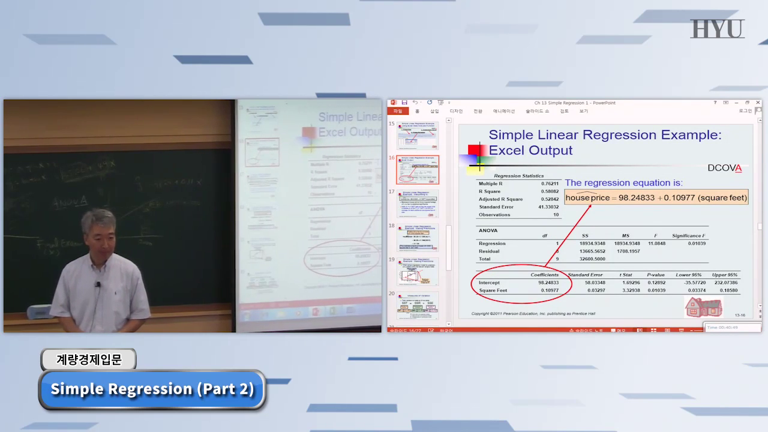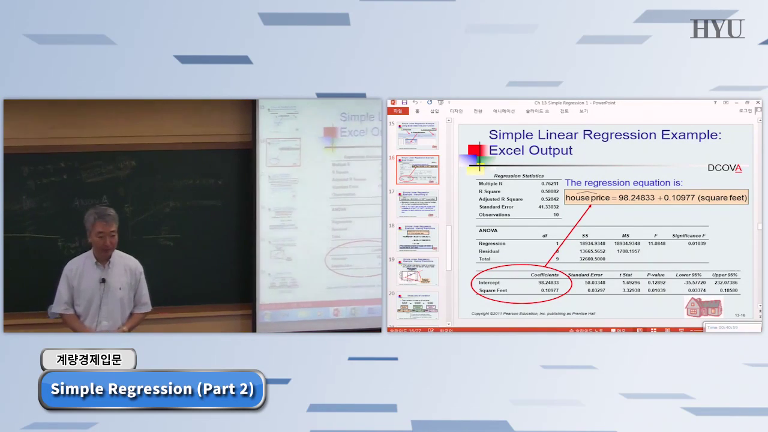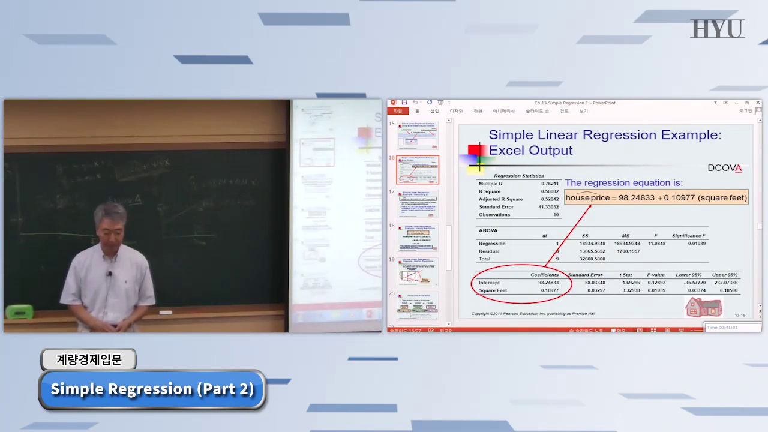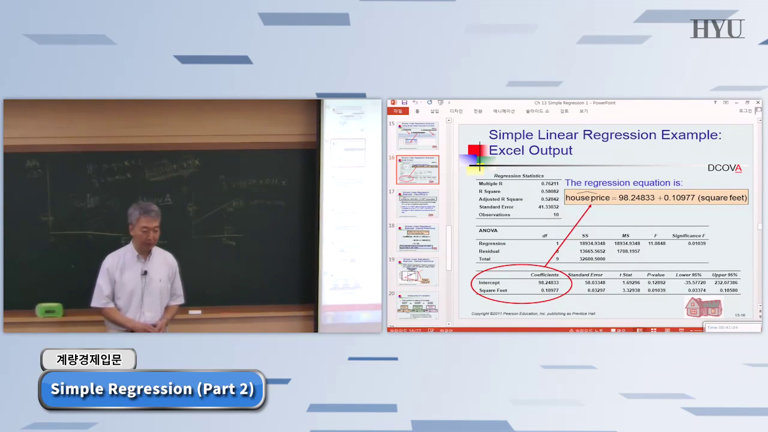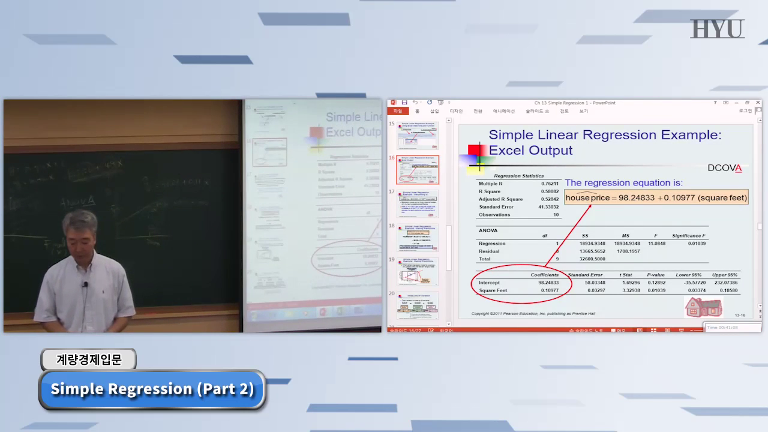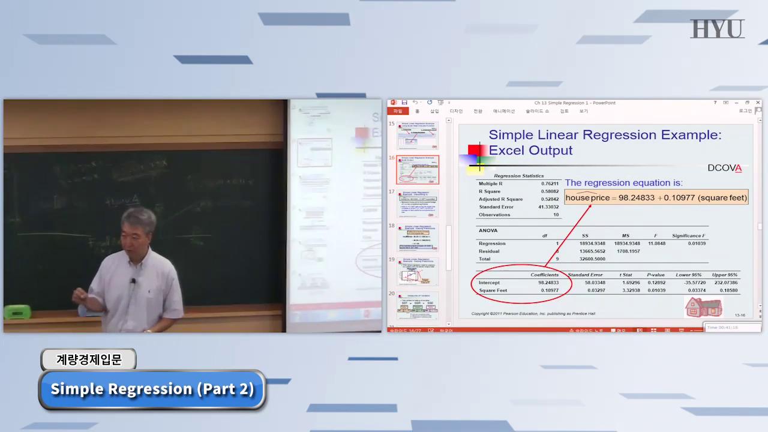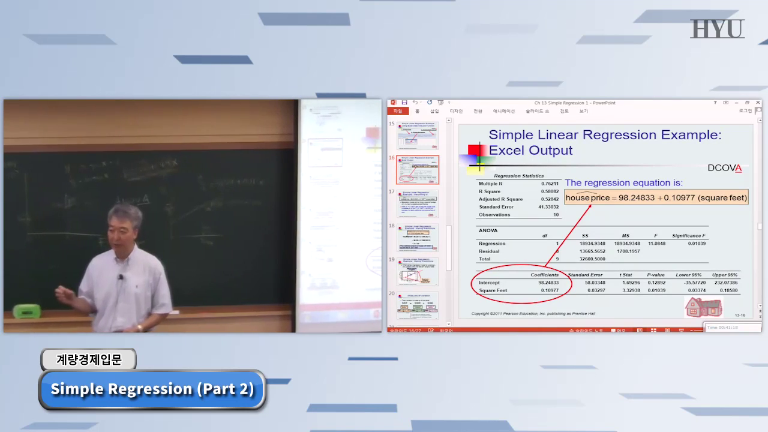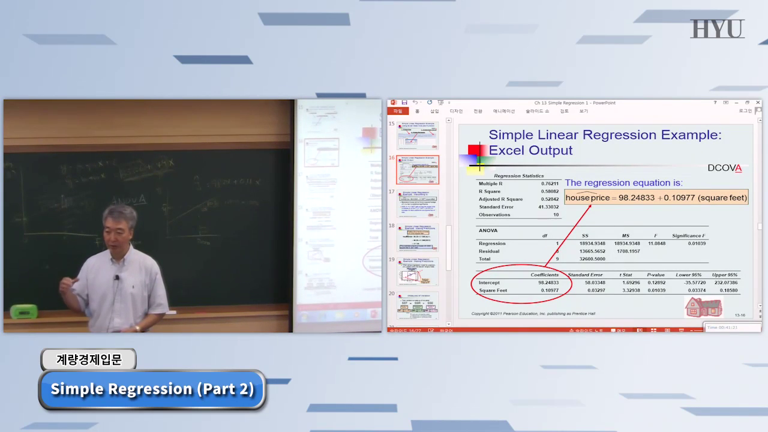58.08% of the variation in house prices is explained by variation in square footage. Perfect. Excellent. Right. So 58% of the variation in the house price is explained by the variation in the size of the house. That one variable, size of the house, explains about 60% of the variation in the house price. Does it make sense?